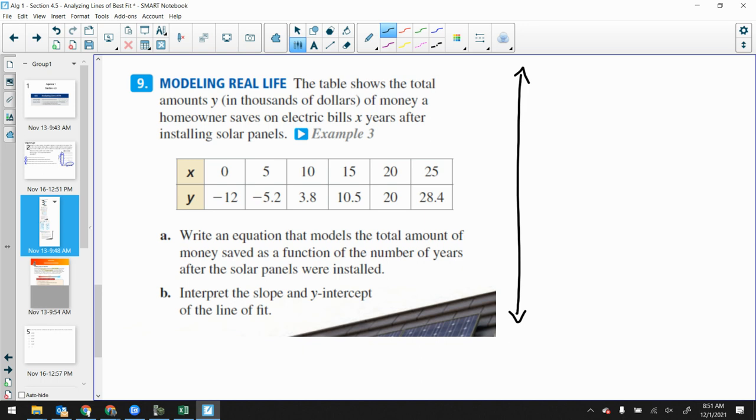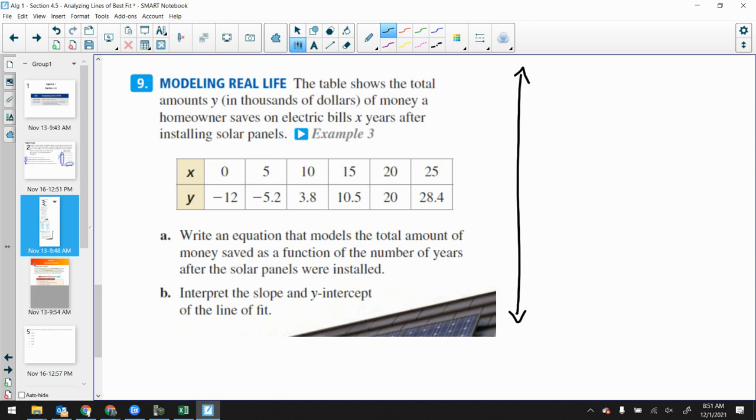Now notice that I go into negatives. That might have thrown some people off. You might be thinking, wait, this can't go into negatives, but it can. And here's why. If I'm at year 0, I just installed the solar panels.